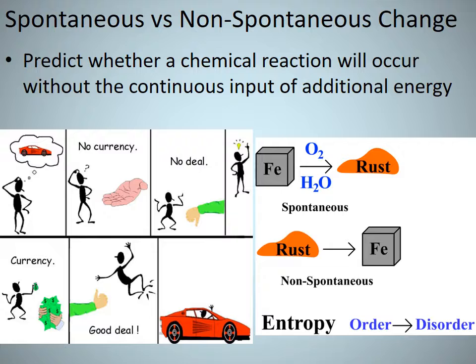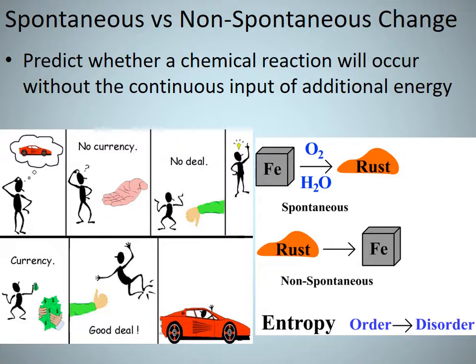Spontaneous versus non-spontaneous change. Essentially, we can predict whether a chemical reaction will occur without the continuous input of additional energy. What that means is once that activation energy is available, a chemical reaction will proceed. Now there are some chemical reactions that require a continuous supply of energy, like trying to boil a pot of water. You need a constant supply of energy.